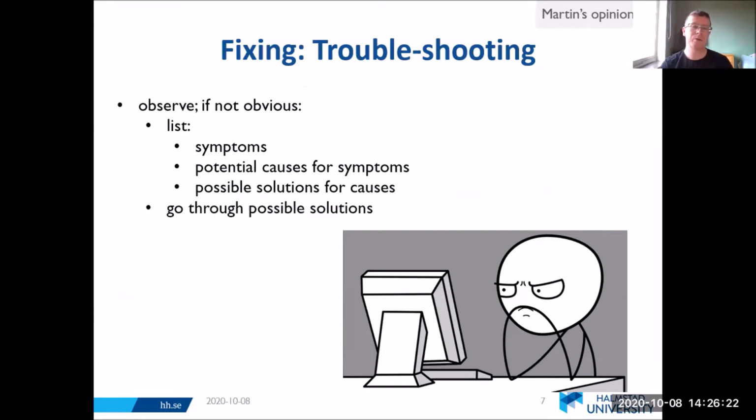So my method for troubleshooting stuff is usually that I look what's going on. If something seems easy, then I just fix it. If it doesn't seem obvious what's the matter, then I list the symptoms that I'm observing. I write it down in actually a notepad or something like that. Then I write out potential causes for symptoms, and finally then possible solutions for causes. Then I go through those one by one. And it's very good when you have a difficult problem to try to be as systematic as you can. Otherwise, you can waste hours on something that could be relatively easy to find a solution to.